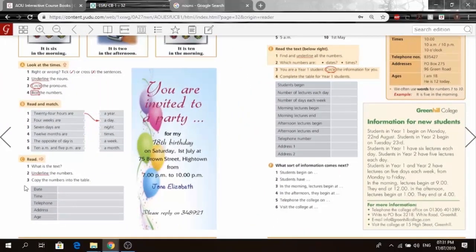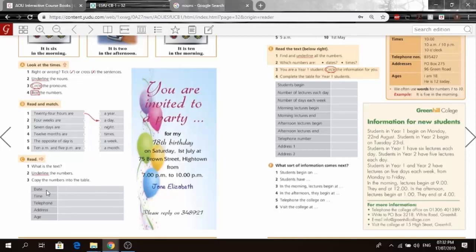So, exercise C. What is the text? So the text is an invitation, okay? So it says here to underline the numbers, so just underline 18th, 7 p.m., 75, okay? So hold on, you can leave this for now. Let's just get to number 3 here. So copy the numbers into the table, okay?